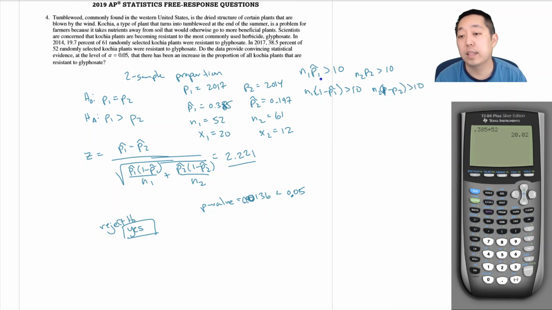They are also two independent samples. They were randomly selected, and they were selected independently of each other, so they're independent samples. So those are the conditions for doing the hypothesis test.